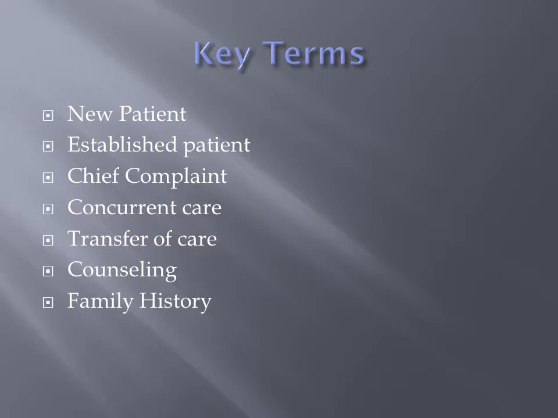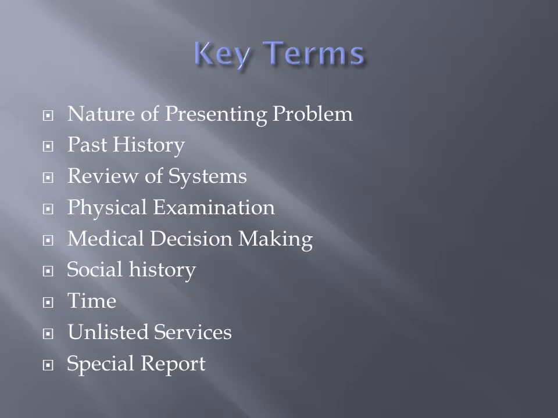Counseling is a discussion with a patient or a family regarding aspects of a patient's medical situation. Family history is a review of the medical histories of family members. It could be parents, siblings, children. Nature of presenting problems. There's 5 types. You have minimal, self-limited or minor, low severity, moderate severity, or high severity.